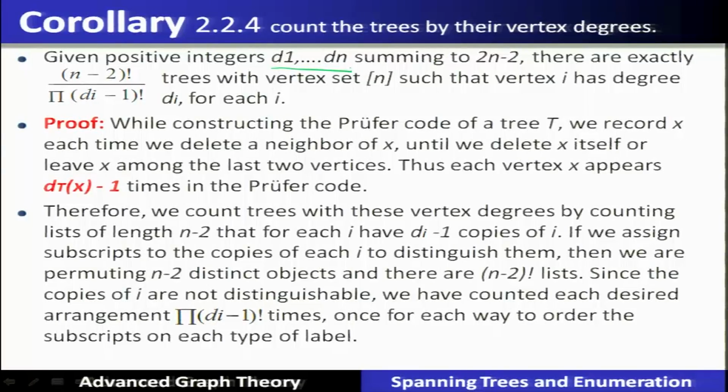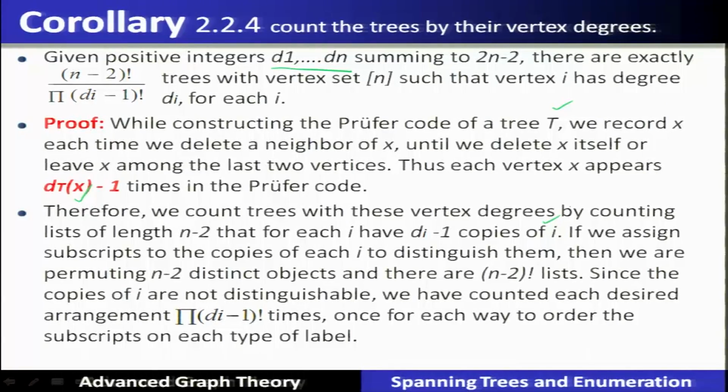While constructing the Prüfer code of a tree T, we record x each time we delete a neighbor of x, until we delete x itself or leave x among the last two vertices. Thus, each vertex appears how many times? Degree of x minus 1 times in the Prüfer code. Therefore, we count the trees with these vertex degrees by counting the lists of length n minus 2, where for each i we have di minus 1 different copies of i. So, a particular label appears di minus 1 times.